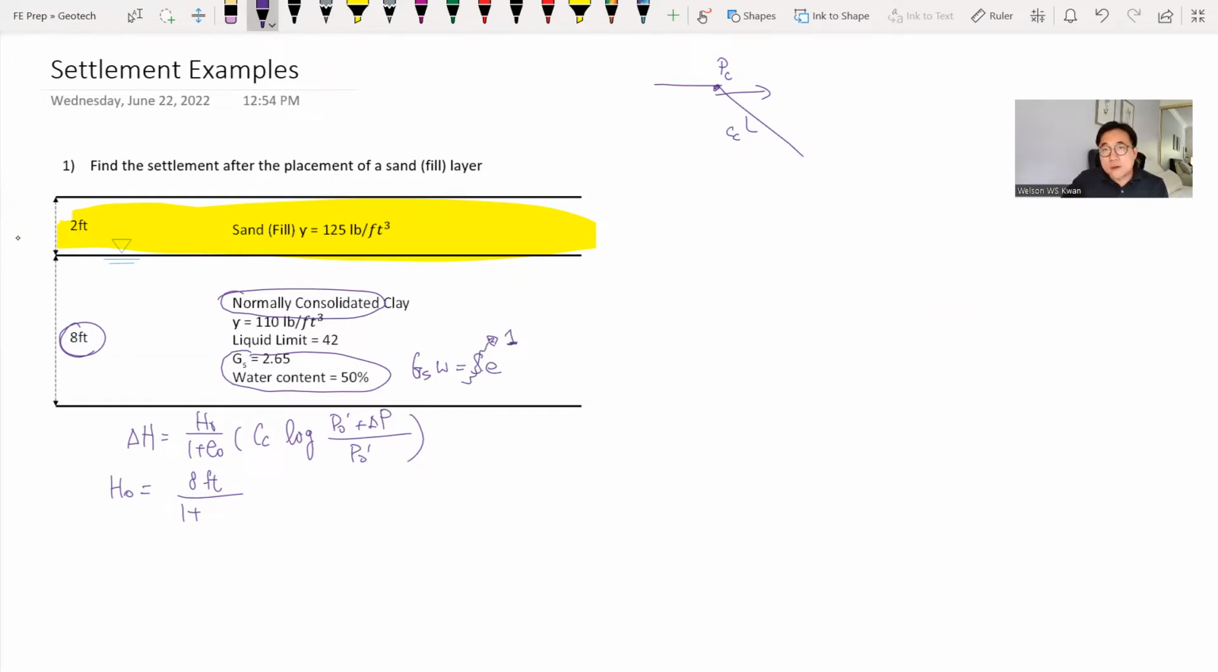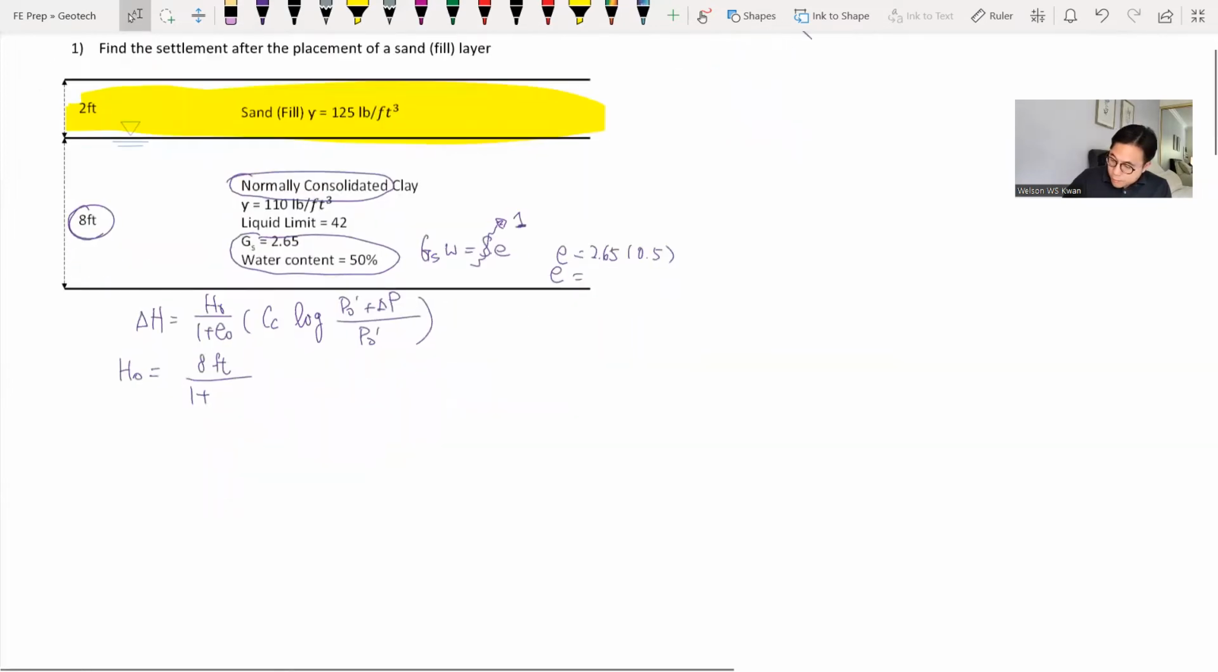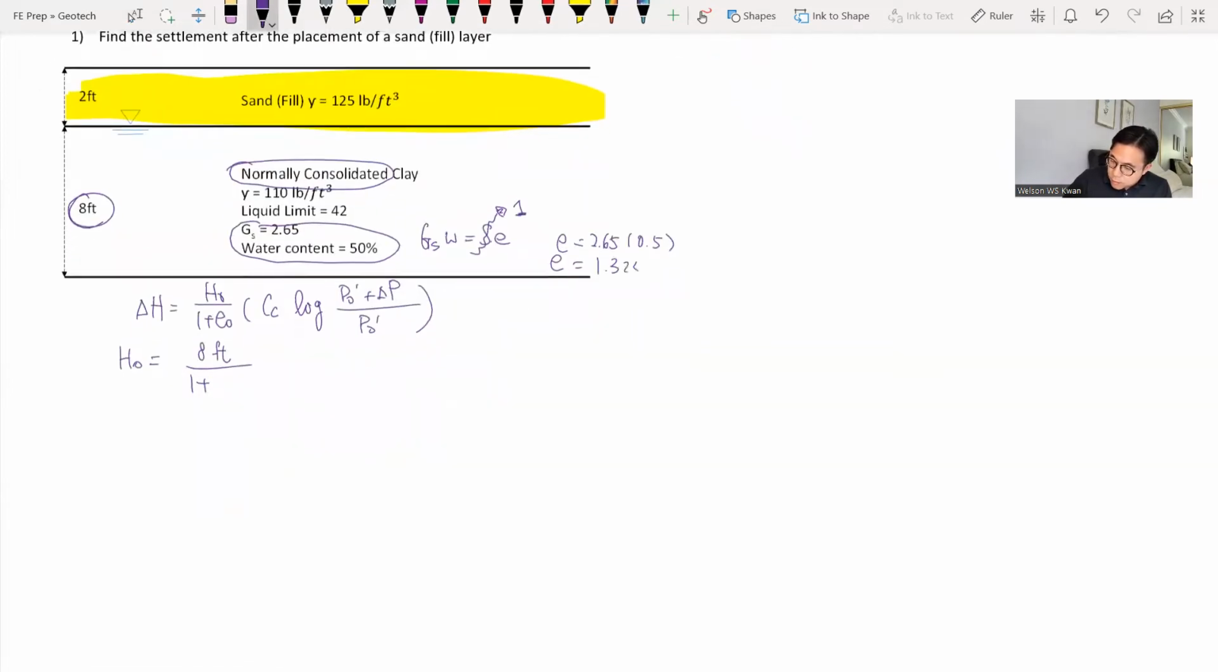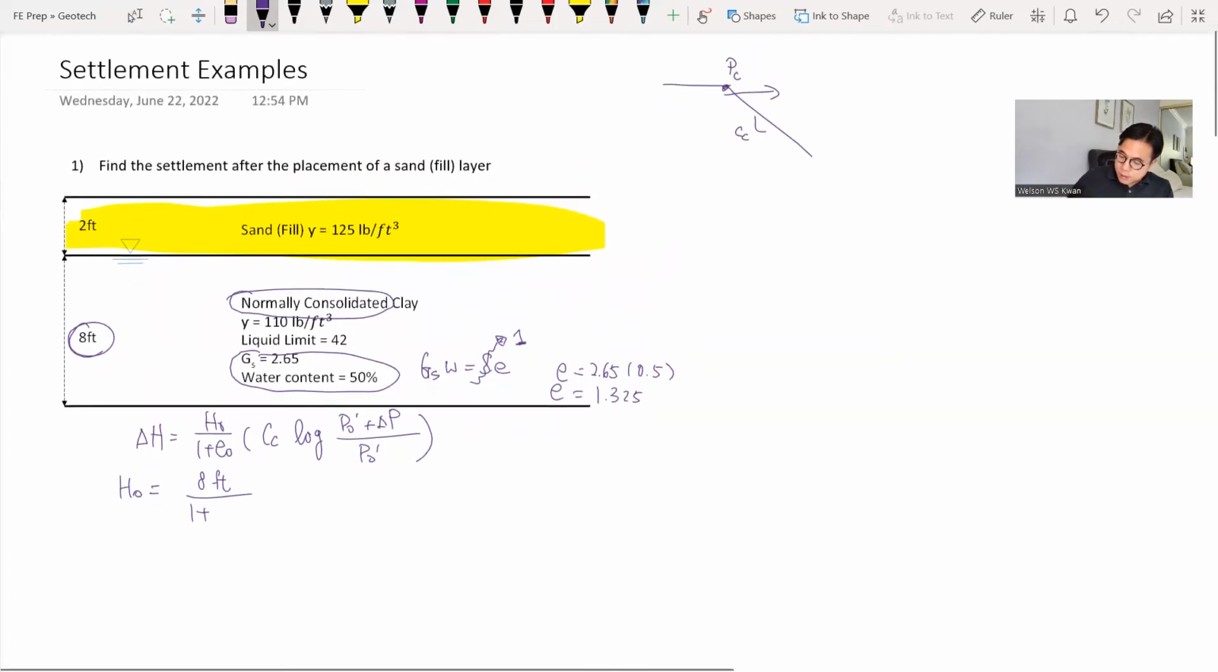And now you just solve for the void ratio. The void ratio equals G sub S, 2.65, times the water content, which is 50%. You solve for that, and the void ratio we get is 1.325. So this is 1.325 right there.